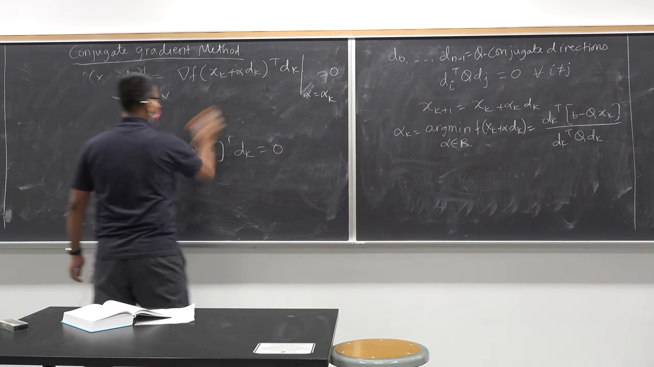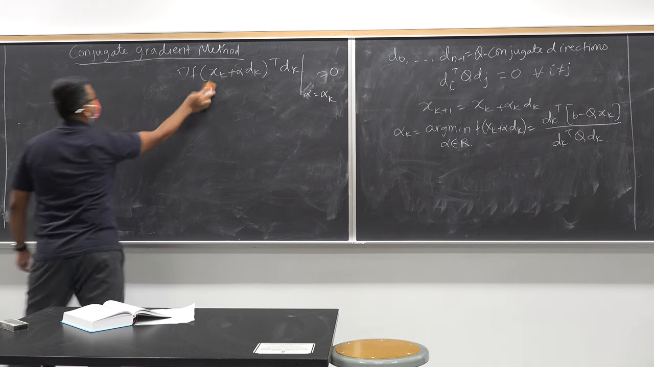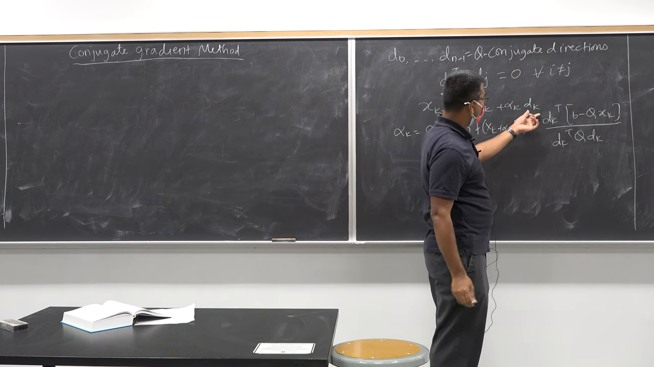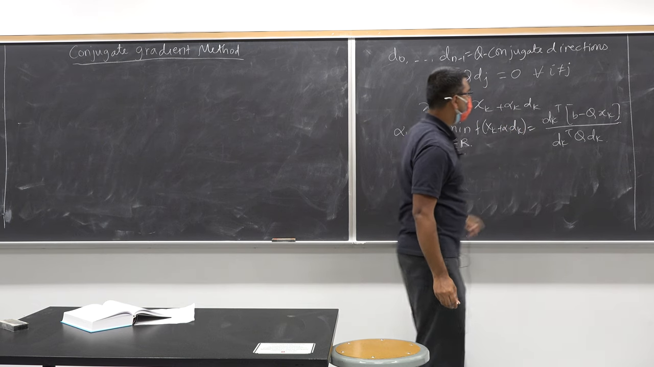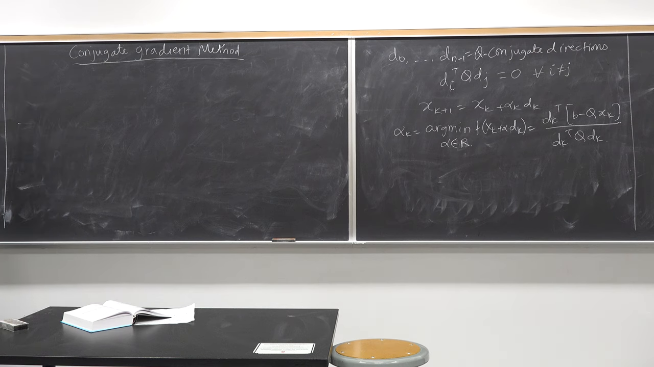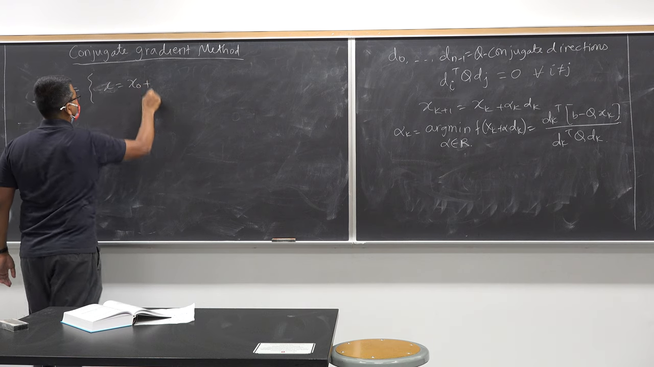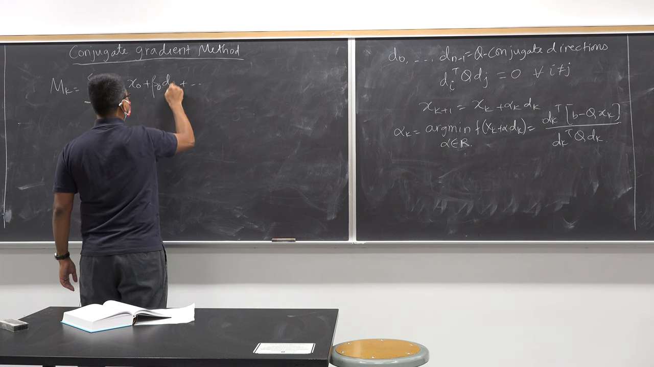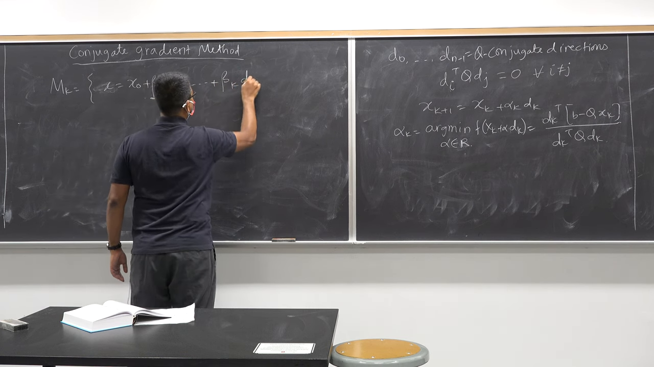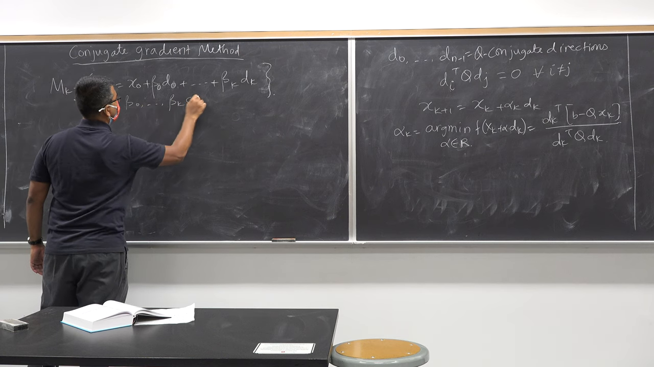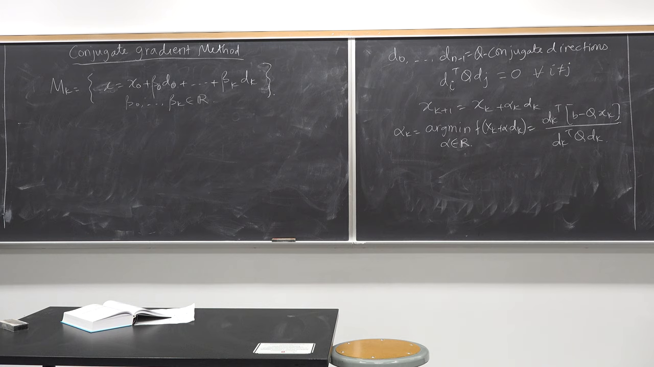Let me state a fact without proof about this particular algorithm, and then we will make dk related to the gradient in a short while. So what is the fact? Let me define Mk to be the set of all x0 plus beta 0 d0 plus beta 1 d1 plus up to beta k dk, where beta 0 to beta k are all real numbers. So this is known as a hyperplane in n-dimensional space.